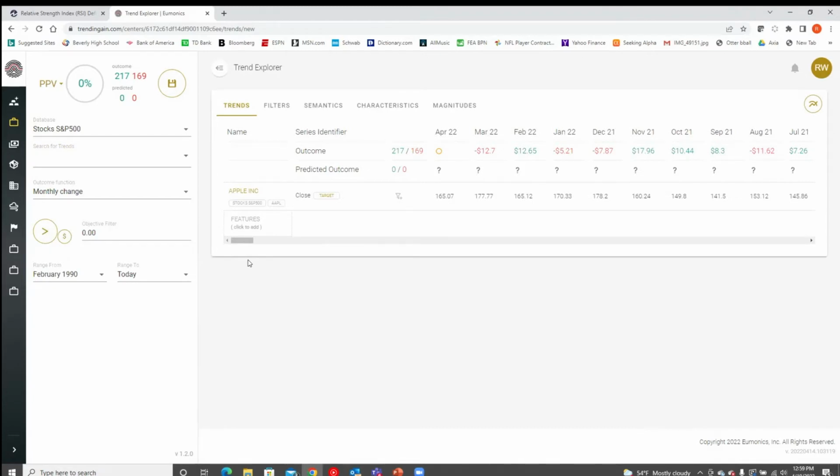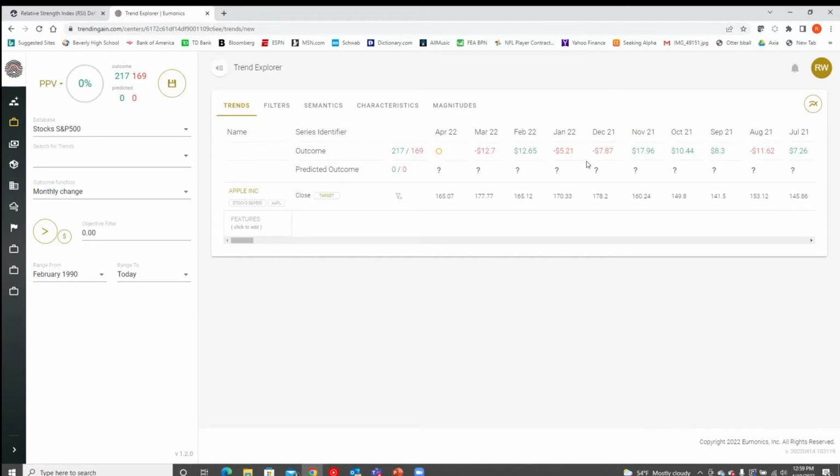Now, the hypothesis is already defined for us on the left by default. The hypothesis that we're looking for here is this objective function, monthly change. So what we're doing is looking for months where the stock price has increased, where the change from one month to the next is greater than 0. And if you come up here, you'll see where the outcome function is shown in the screen. We call this whole thing a screen.